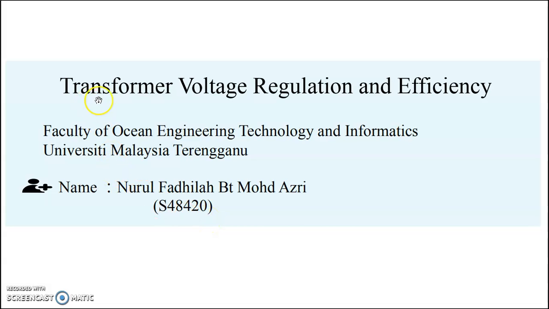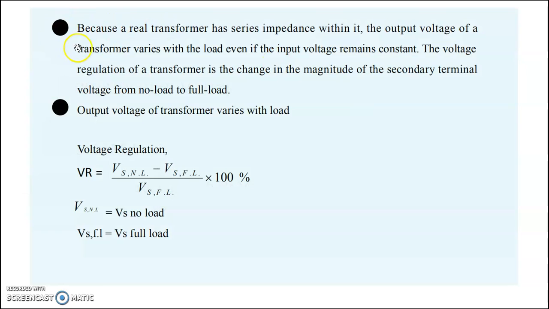Now, I would like to present about transformer voltage regulation and efficiency. Because a real transformer has series impedance within it, the output voltage of a transformer varies with the load even if the input voltage remains constant. The voltage regulation of a transformer is the change in the magnitude of the secondary terminal voltage from no load to full load. Output voltage of transformer varies with load.